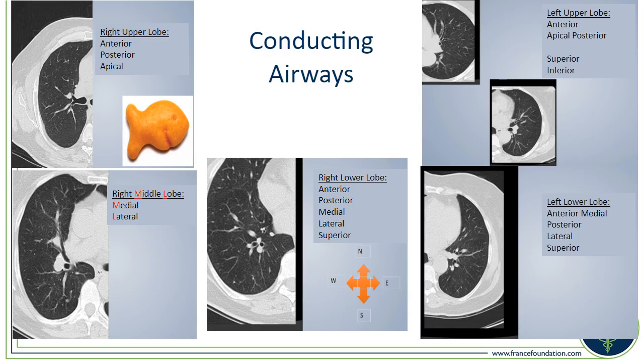On the left side, things are combined together to make room for the heart. In the left upper lobe, the apical and posterior segments are combined. So we have an anterior and apical-posterior. There's no middle lobe, but the lingula has a superior and an inferior branch. In the left lower lobe, the anterior and medial components are combined. I think about that AM like a clock, and it has the same posterior, lateral, and superior elements, making a total of 8.